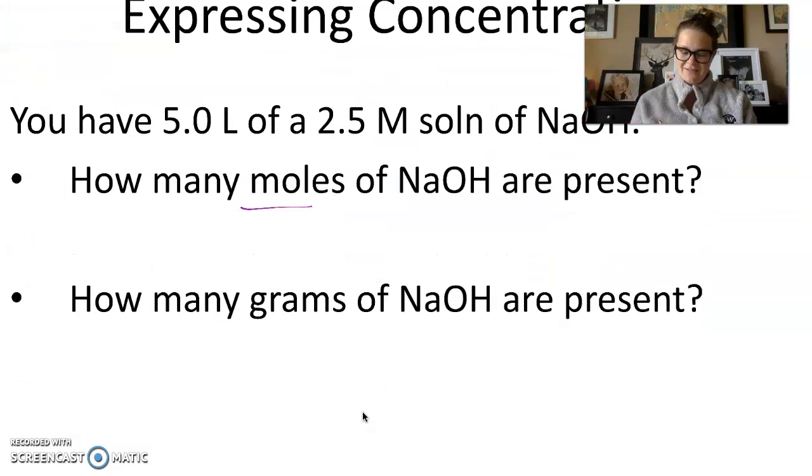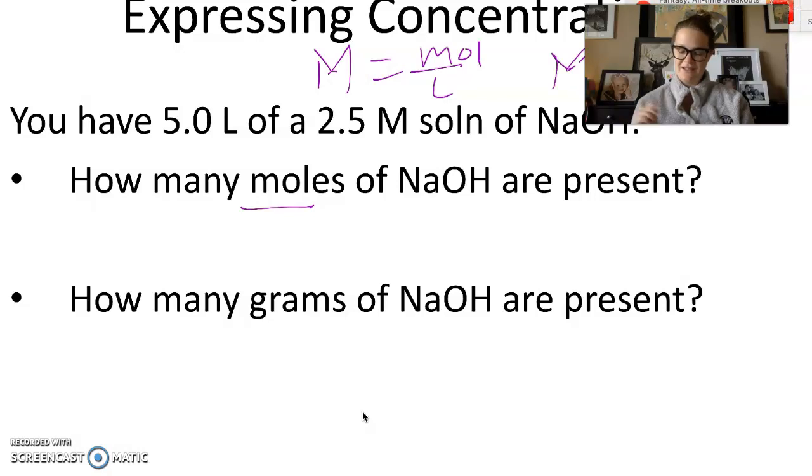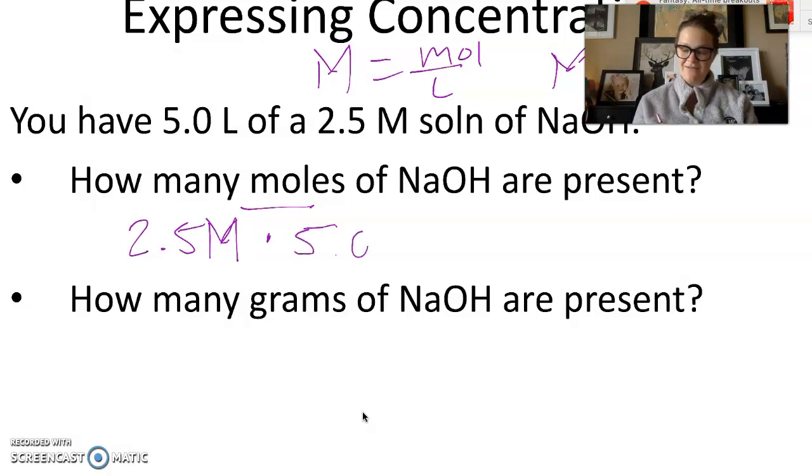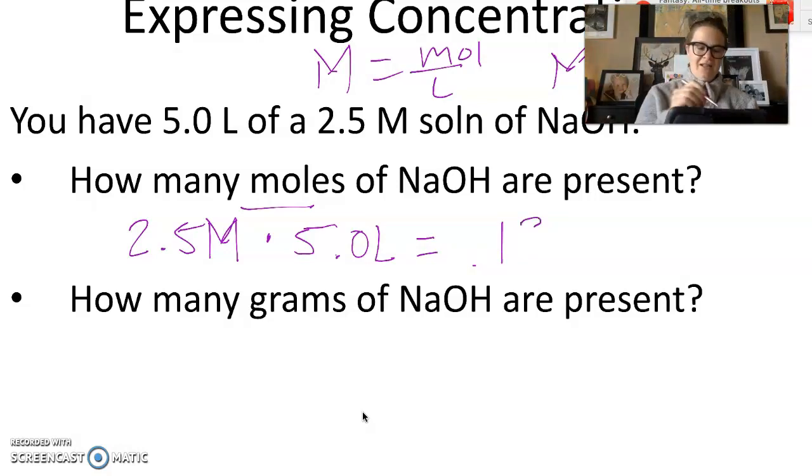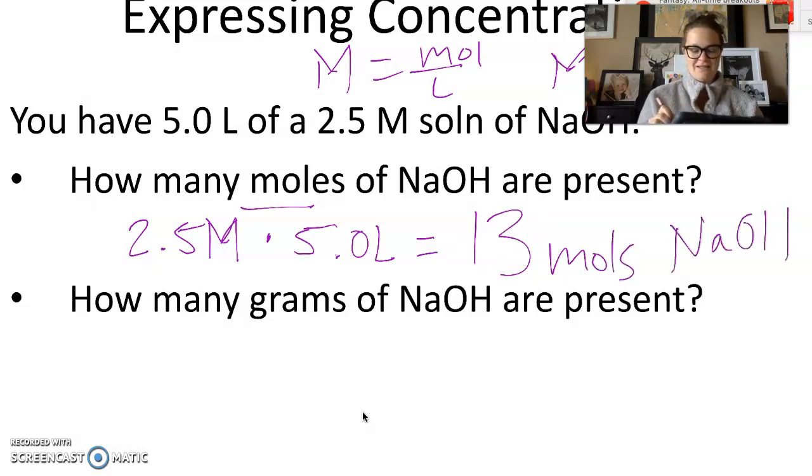Let's say here we're being asked to find moles. So molarity is moles per liter. And if I was trying to get moles by itself, it'd be the molarity times the liters equals the moles. So I'm going to write that. I've got a molarity of 2.5, that's what that capital M is, times 5 liters. And I get that in this solution, what did I write? 0.13? No, it's not 0.13. I can't read my handwriting on the sheet of paper here. I'm erasing because that's annoying. It is 13 moles of NaOH present in that solution.